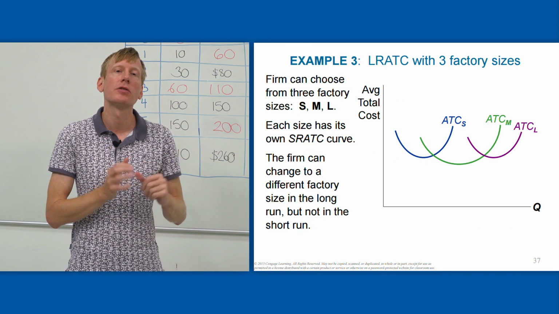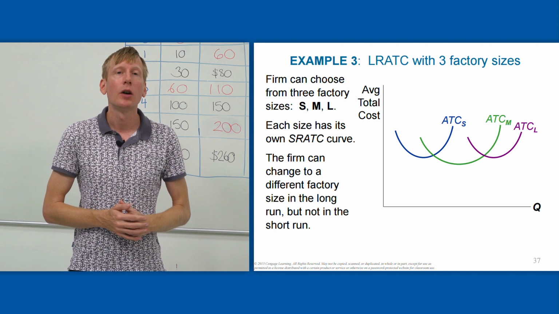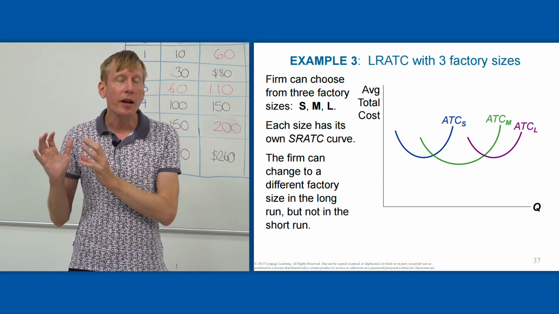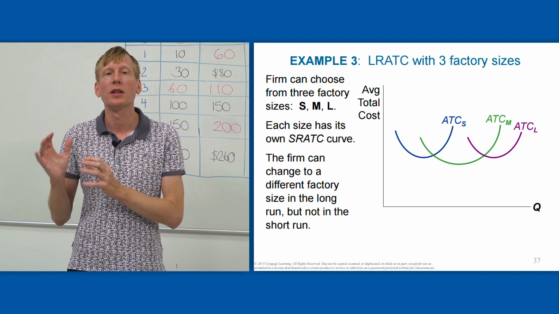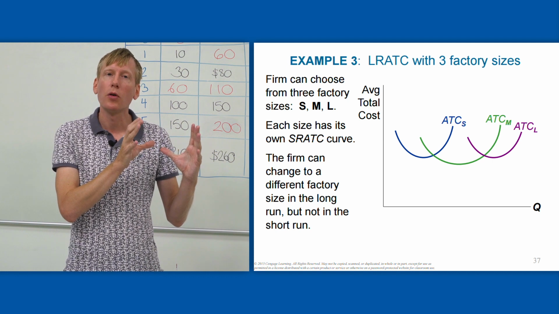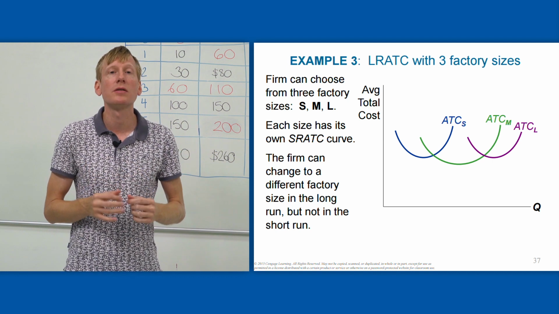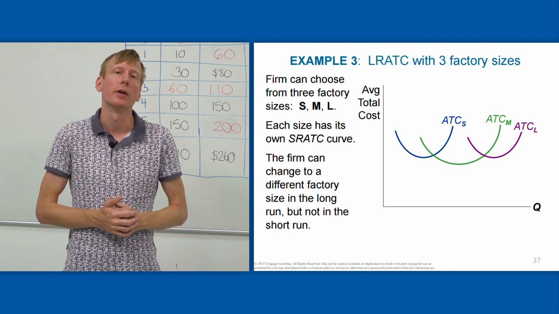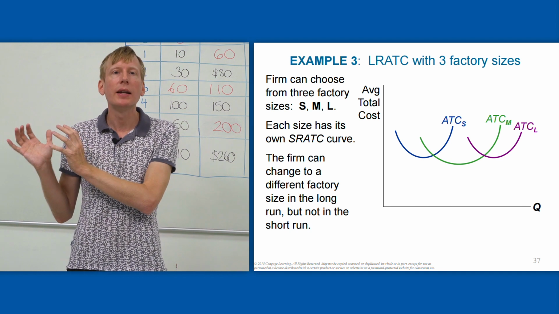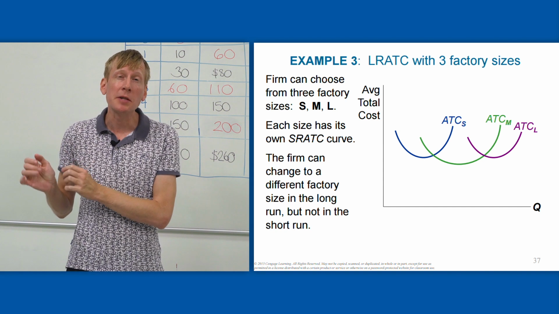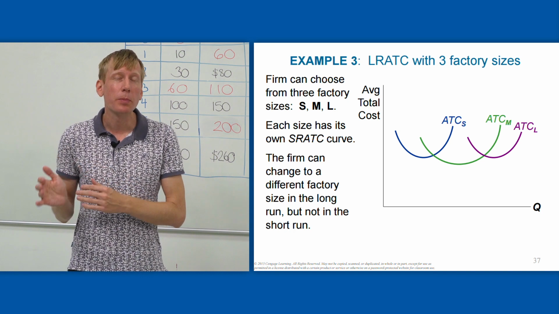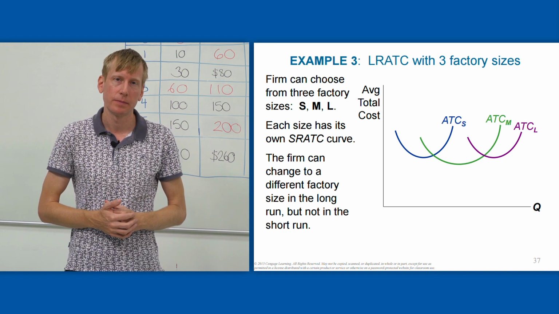So we'll have one short-run average total cost curve for a small factory. We'll have another short-run average total cost curve for a medium-sized factory. We'll have another short-run average total cost curve for a large factory. Now, we suppose that if we chose initially that small factory, then it's very expensive for us to try to produce a very large amount of output continuing to use that small factory. And if we'd initially chosen a large factory, it likewise becomes very expensive, with a high average total cost, for us to produce a small quantity of output.